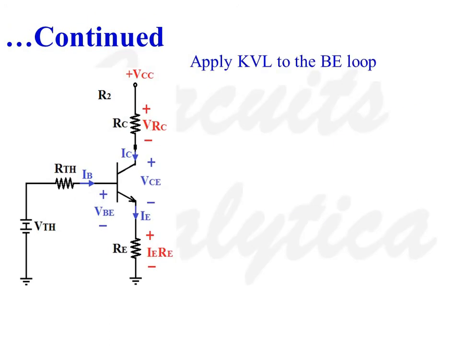Now let us apply KVL to the base emitter loop after replacing network A with its Thevenin's equivalent.